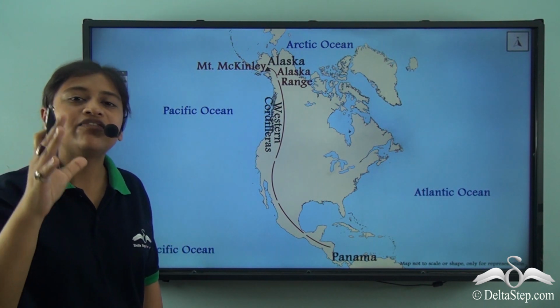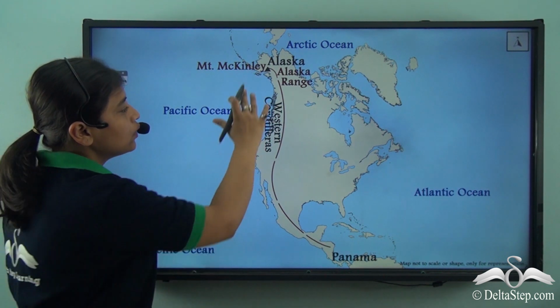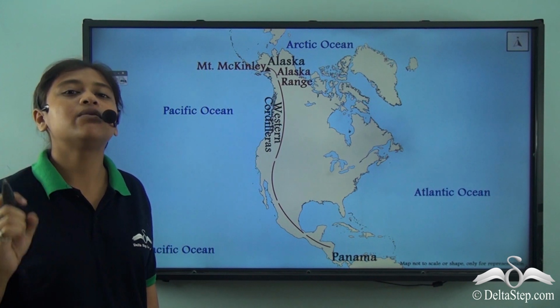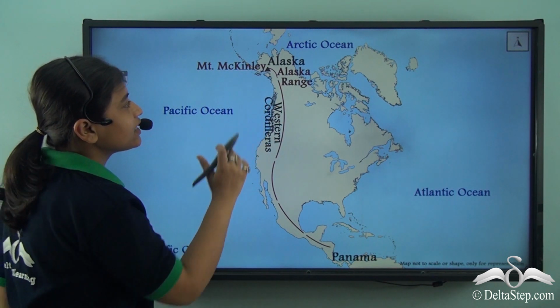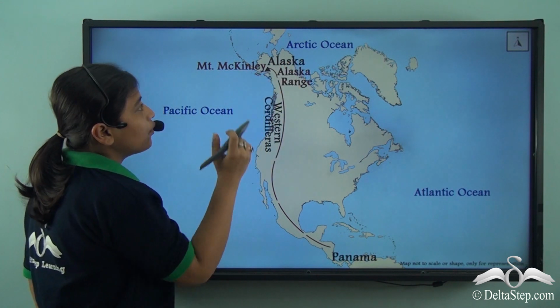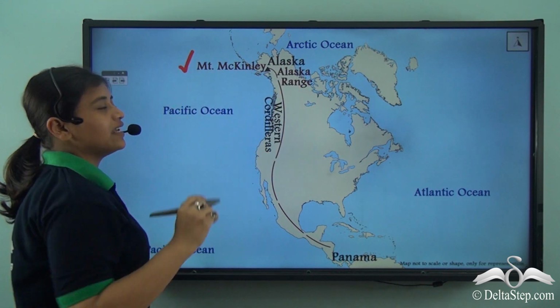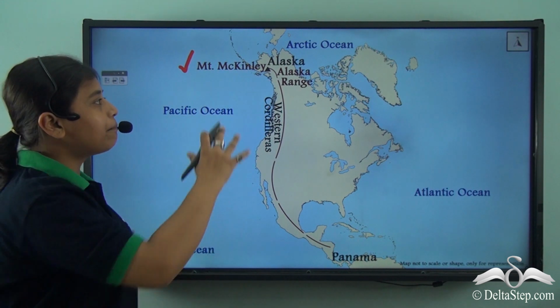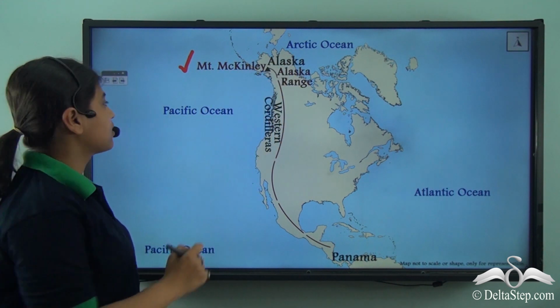Let's come to the very first physical division, that is the Western Cordilleras. Now the Western Cordilleras are young fold mountains, right? And this includes the Alaska Range, where Mount McKinley is the highest peak of the Western Cordilleras and is a part of the Alaska Range.